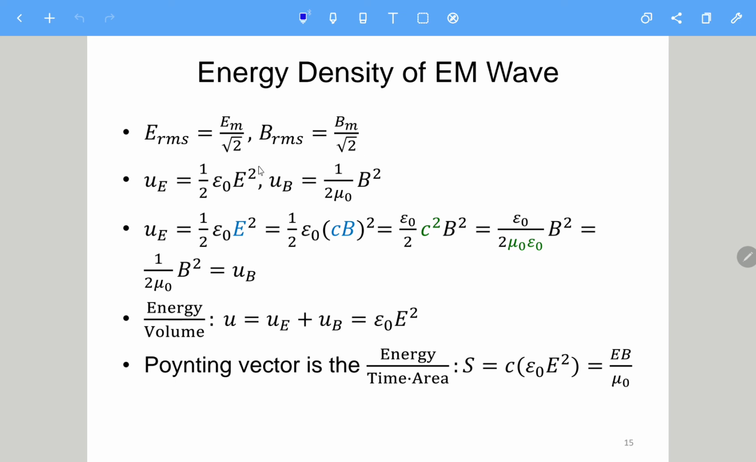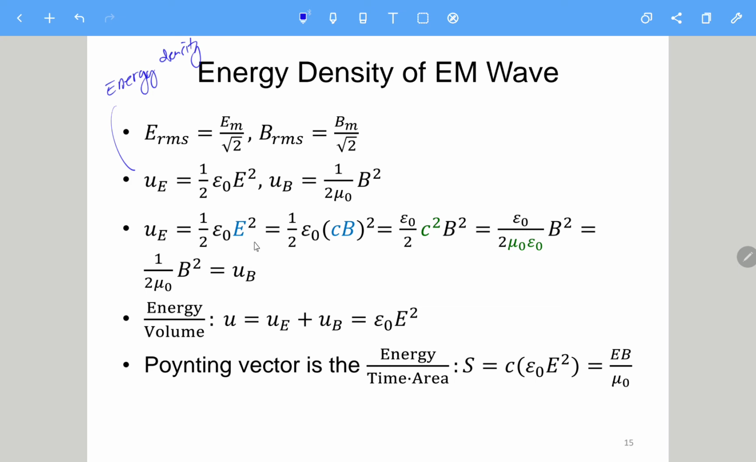Okay, and if you still remember, we learned u_E is the energy density. Energy density stored in the E field, and then this is the energy density stored in the B field. If you still remember, u_E is half of epsilon naught E squared, and they are derivative. So we change E to B, and then change epsilon naught to 1 over mu naught. So it becomes B squared over 2 mu naught. So these are the energy density in the E field and the energy density in the B field.